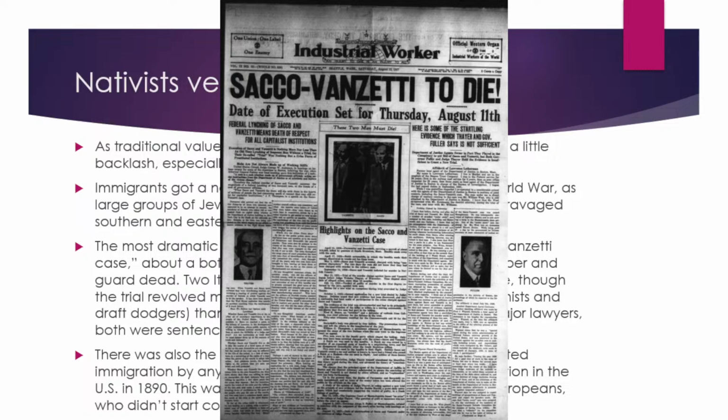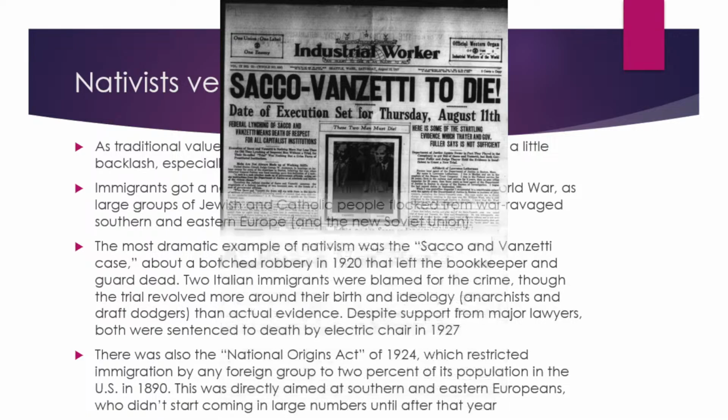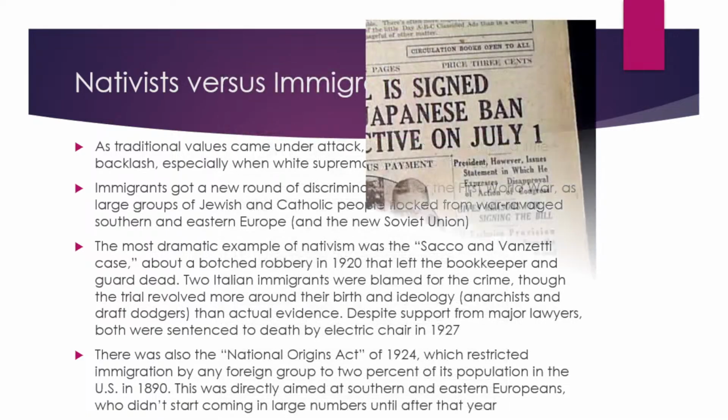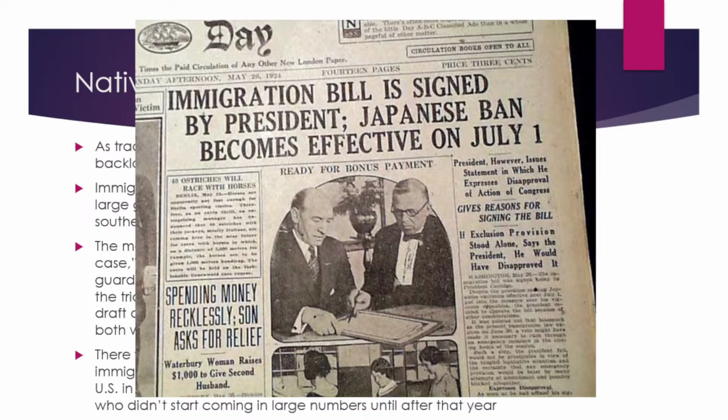Sacco and Vanzetti to die, execution set for Thursday. And this is the Industrial Worker magazine, so it actually calls this a federal lynching, death of respect for all capitalist institutions. Some of the startling evidence which Thayer and Governor Fuller say is not sufficient, but they're putting them to death anyway. And here's the immigration bill. Japanese ban becomes effective.